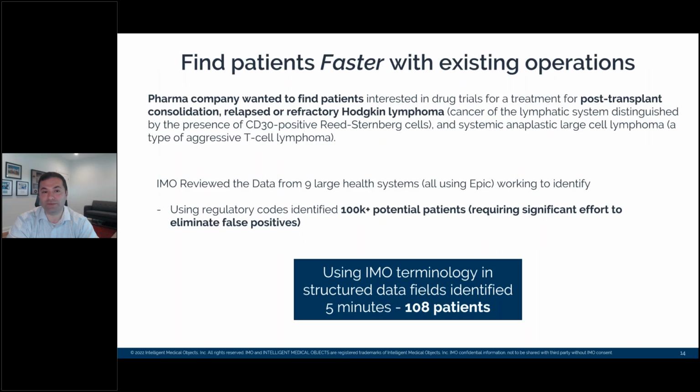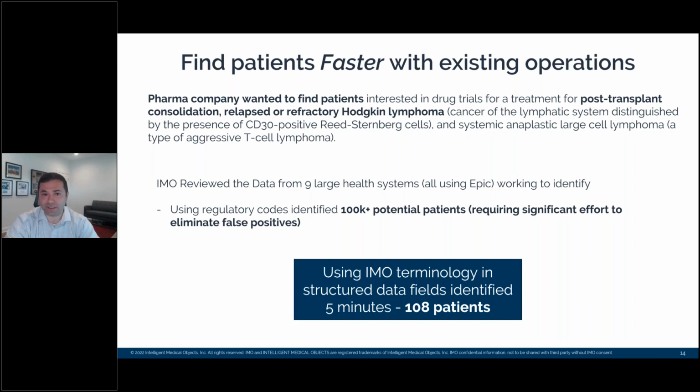And don't take my word for it, even outside organizations have used IMO to gain better insights into data points themselves. A pharma company partnered with IMO and their IDN partners, in this case, 9 Epic shops, to say, I needed to find a patient that had post-transplant consolidation, relapsed or refractory Hodgkin's lymphoma. That is a super specific, very rare disease that is clearly defined using clinical descriptions, but very, very hard to find using the standards alone.